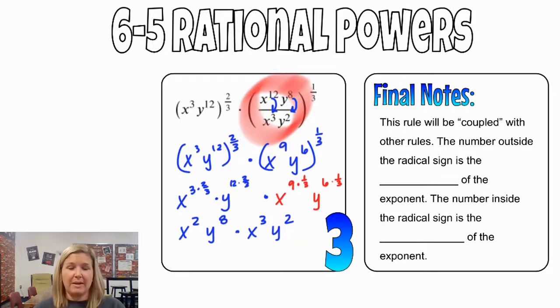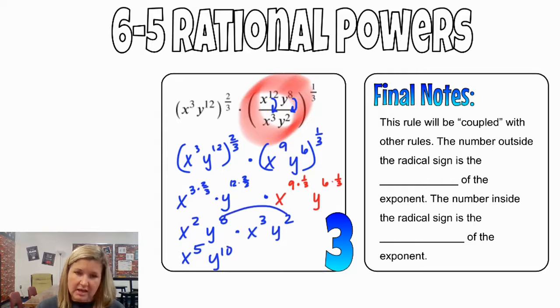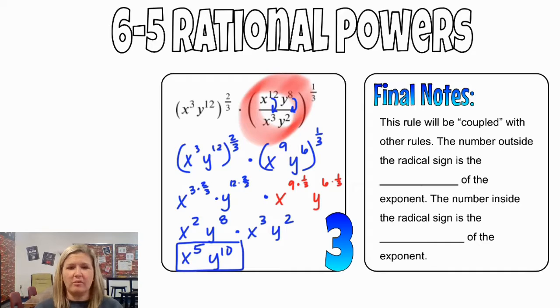So remember, when I multiply, I'm going to add exponents. So I would have x to the 5th, because that's 2 plus 3, and then y to the 10th, because that is 8 plus 2. And that is your simplified form. So that's a way more involved problem because we had so many layers of those exponent rules.